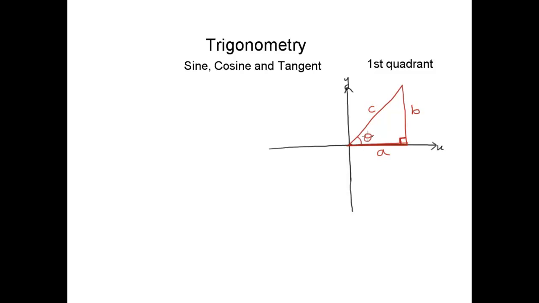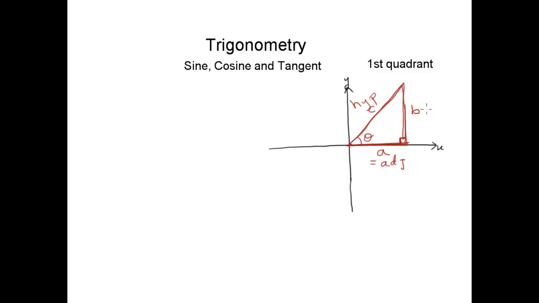So for this angle theta, the side A is called the adjacent side. So A is the adjacent side, right? Because this is close to the angle theta. Why can't we call this adjacent? Because this is the hypotenuse, right? Because this makes a clean right angle triangle. So C should be the hypotenuse, right? And that's why we call this the adjacent side, and this is the hypotenuse.